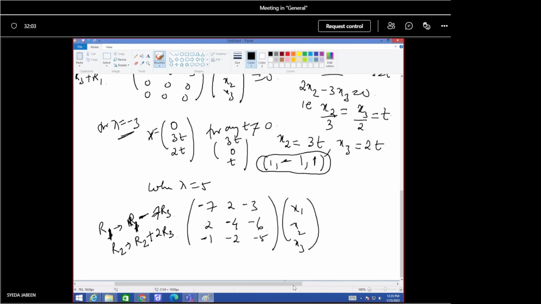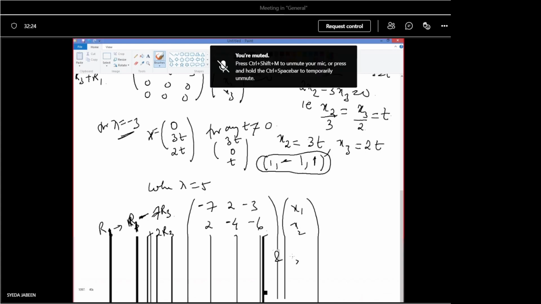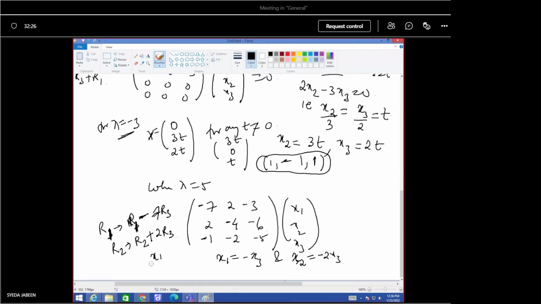Ma'am, the solution is coming x3 is equal to minus x1 is equal to minus x2 by 2. Okay, you tell me what equations you are getting after the matrix reduction. x1 is equal to minus x3 and x2 is equal to minus 2x3. Okay, from this equation you can say that x1 by minus 1 is equal to x3 by 1 is equal to t. Can't you write like this also?